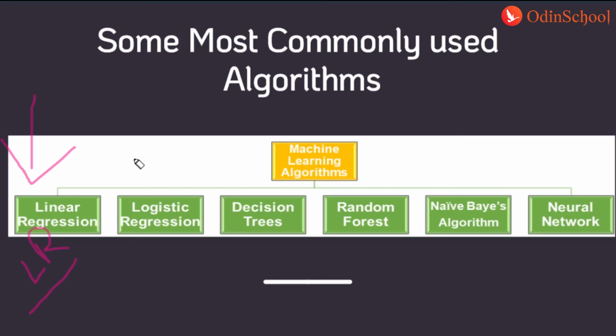For logistic regression, it's a non-linear relationship that we are talking about. The graph won't be a straight line, but a curved graph. And in logistic regression, we talk about classification problems.